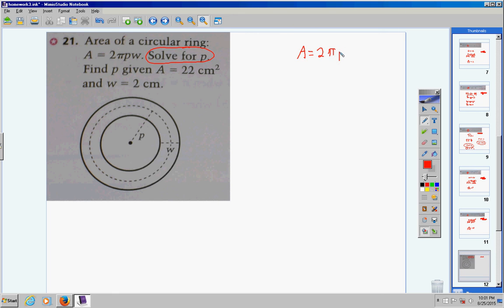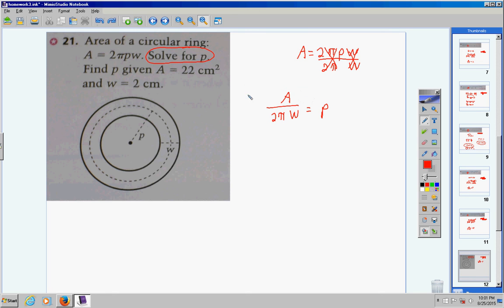Step 1, simplify both sides. Nothing I can do. Step 2, eliminate fractions and decimals, nothing I can do. Step 3, what are we solving for? P. So underline all the terms that have a P. This term does not have a P, but this term does have a P. Get all of those on one side, everything else on the other side. That's done for you. So now we're going to divide by 2 pi w to get P by itself. What you do to one side, you must do to the other side. So A over 2 pi w equals P. There, part 1 is done.